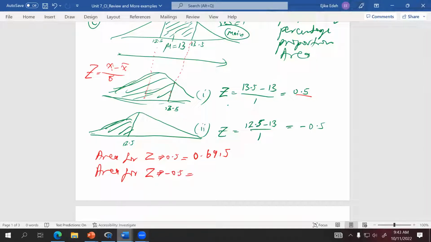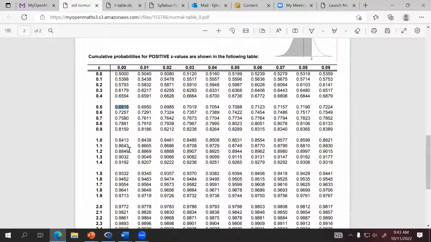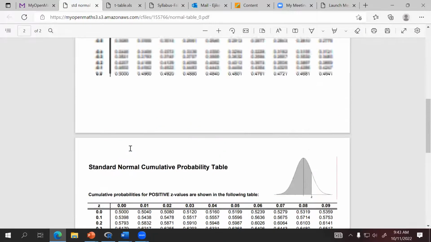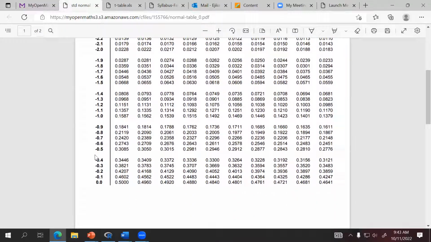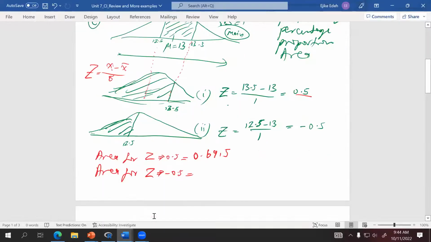Then we go for the second one, the area for Z of negative 0.5. I'll go back to the table. We're looking for negative 0.5. It's going to be on the negative side of the table. So we have negative 0.5 here. And again, there's no decimal place, so we're just going to remain with the first one. So we have 0.3085.